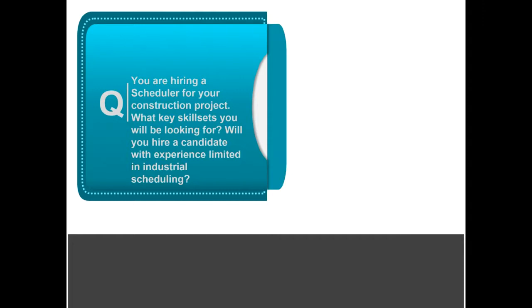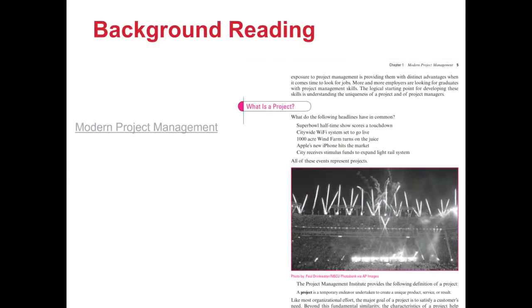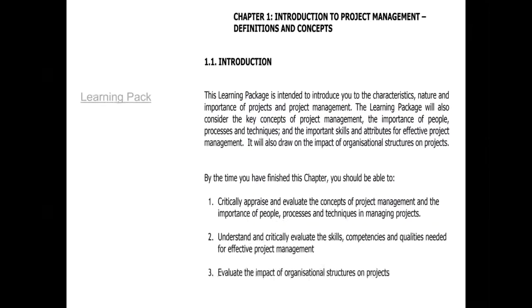Right. Now, this reflective question prompts you to think on what are the key skills which are required for scheduling. So things like a knowledge of CPM theory and scheduling concepts is important, knowledge of project management, including project control, knowledge of scheduling computer programs, hardware, knowledge of construction industry, such as commercial buildings, transportation. Right. So to back this up, there are links to some additional reading chapters. This one is from a book called Managerial Approach. So you will click on the link and it will open the relevant learning path.